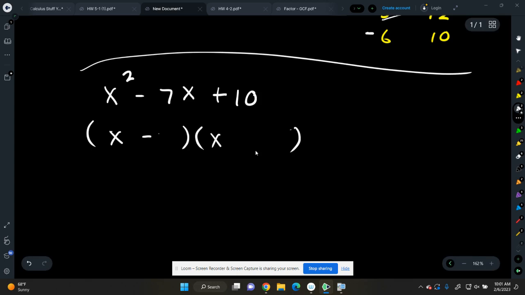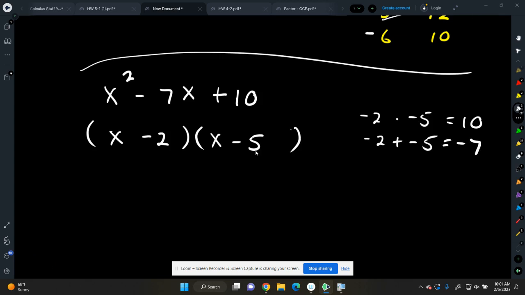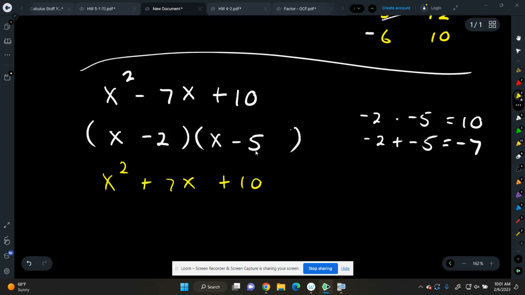Negative 2 and negative 5. Well, what's negative 2 times negative 5? Positive 10, right? Negative 2 times negative 5 equals positive 10. What's negative 2 plus negative 5? Negative 7. So that works. Notice, if it was x squared plus 7x plus 10, how would that factor? That would be x plus 2, x plus 5.